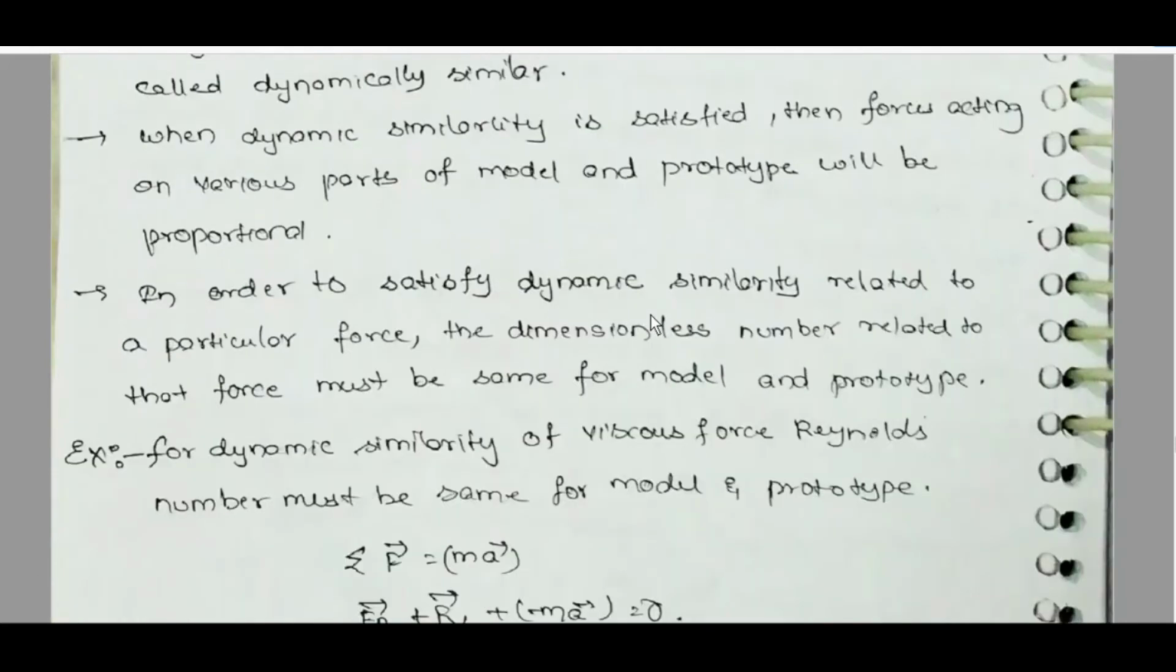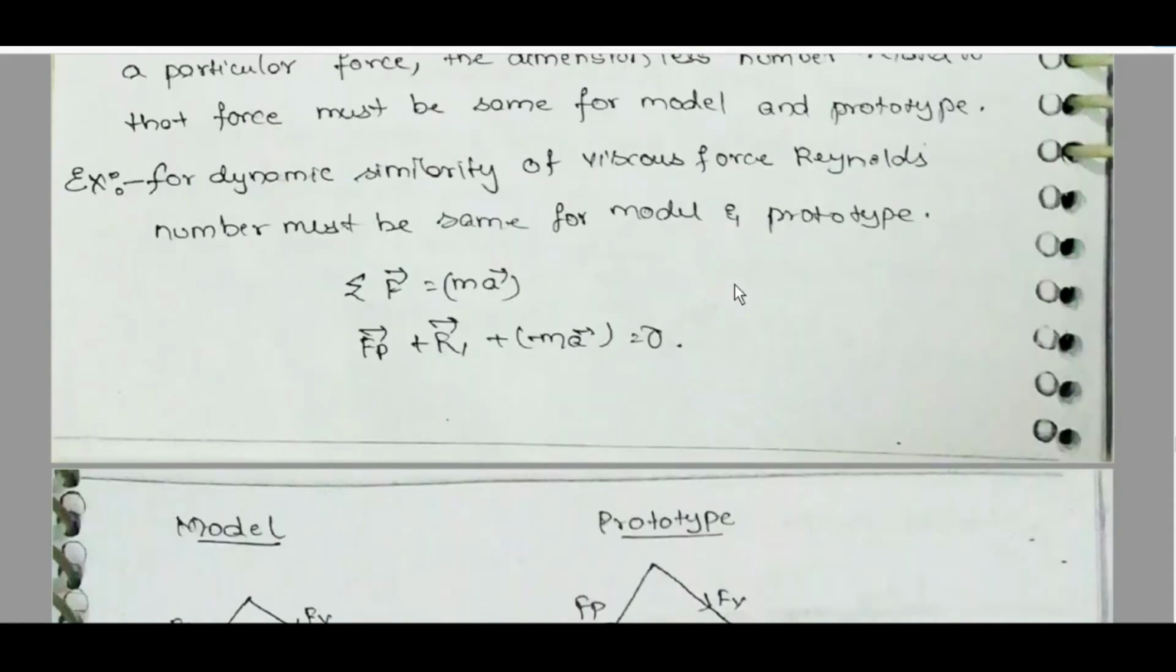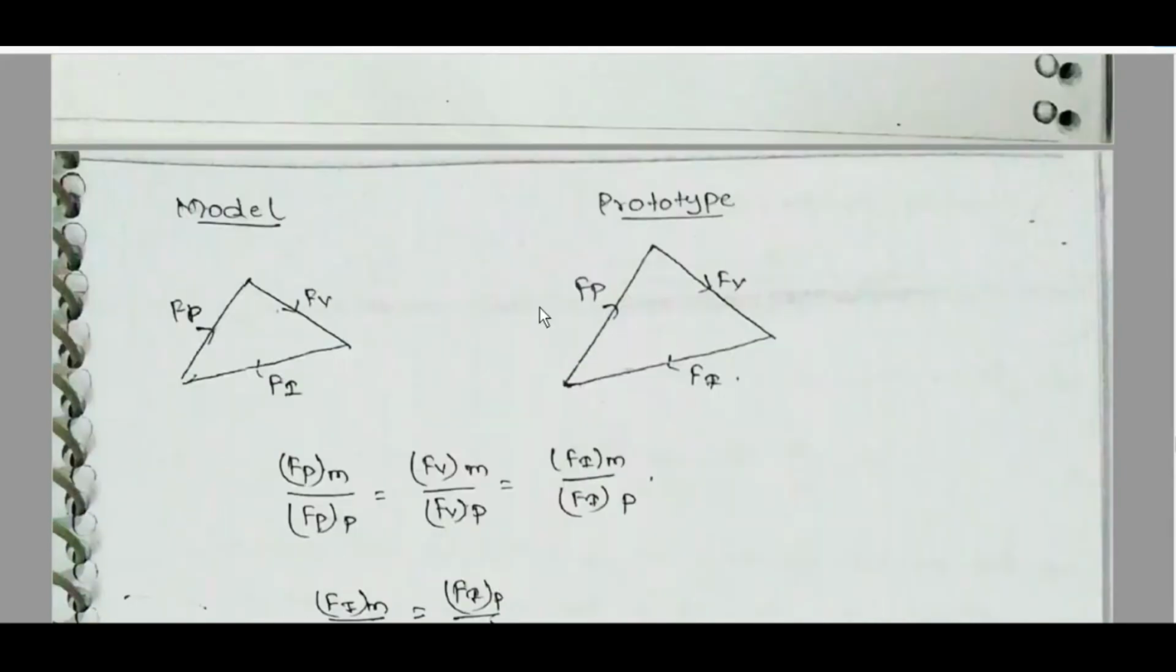When dynamic similarity is satisfied, then forces acting on various parts of model and prototype are proportional. In order to satisfy dynamic similarity related to a particular force, the dimensionless number related to that force must be the same for model and prototype. Example: for dynamic similarity of viscous force, the Reynolds number must be the same for model and prototype. Sigma F vector is equal to m a vector: FP vector plus FV vector plus FI vector is equal to 0. Model: FP, FV, FI; prototype: FP, FV, FI.